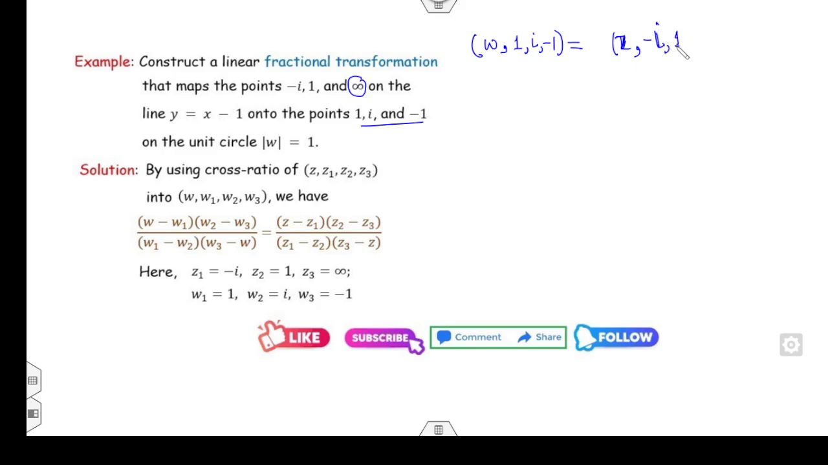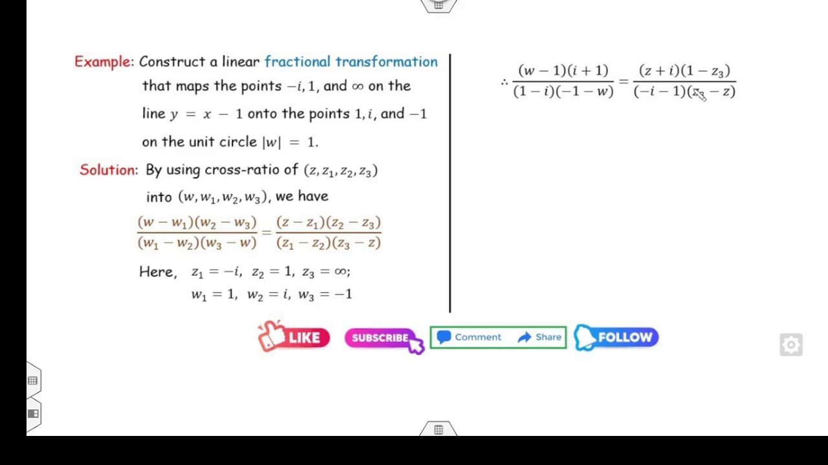Minus iota, 1, because this is my infinity, so I can write this number as Z3 and take the limit as Z3 approaches infinity. So can you find the limit as Z3 approaches infinity? That is -1, because it's an infinity by infinity form. This number will be iota plus 1 over 1 minus iota. So can you rationalize them? So that number will be iota.